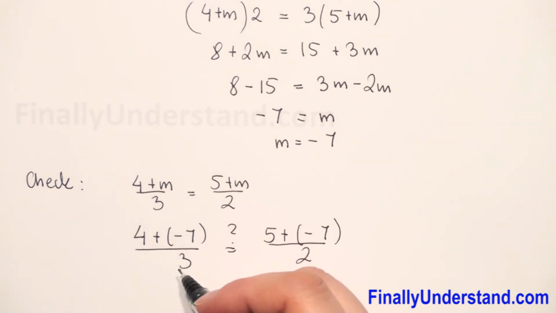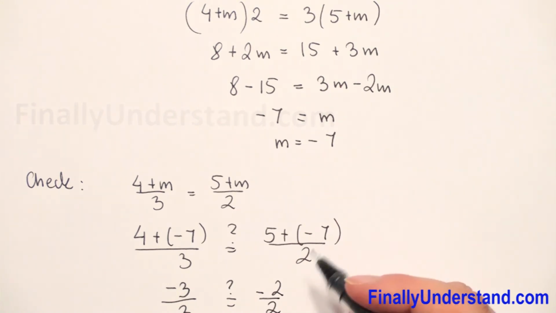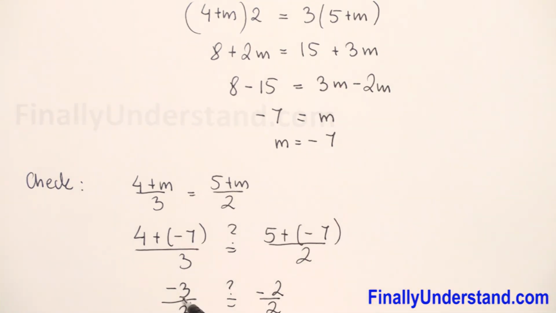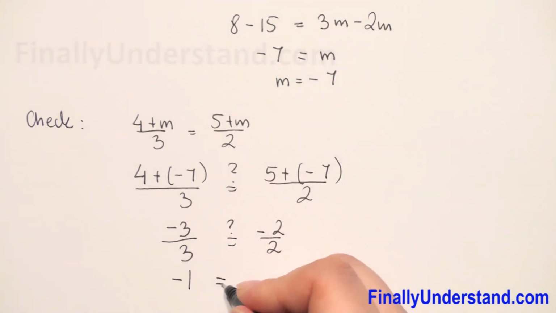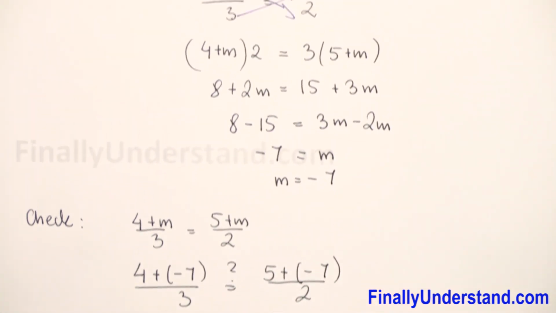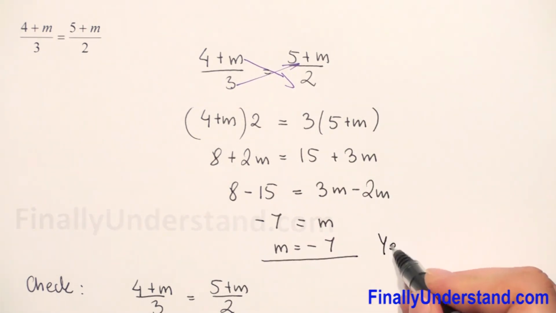4 plus negative 7 is negative 3 over 3. We have to check if this is equal to 5 plus negative 7, which is negative 2 over 2. So we have negative 3 divided by 3 is negative 1. This is equal to negative 2 divided by 2, which is negative 1. The left side is equal to the right side. It means that m equals negative 7 is a solution for our equation.